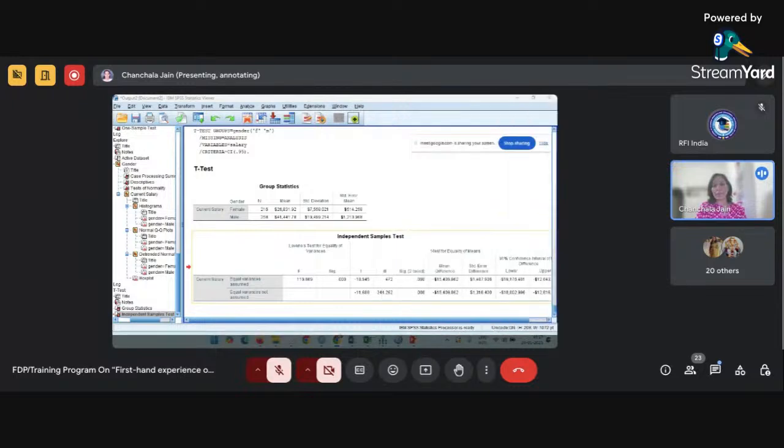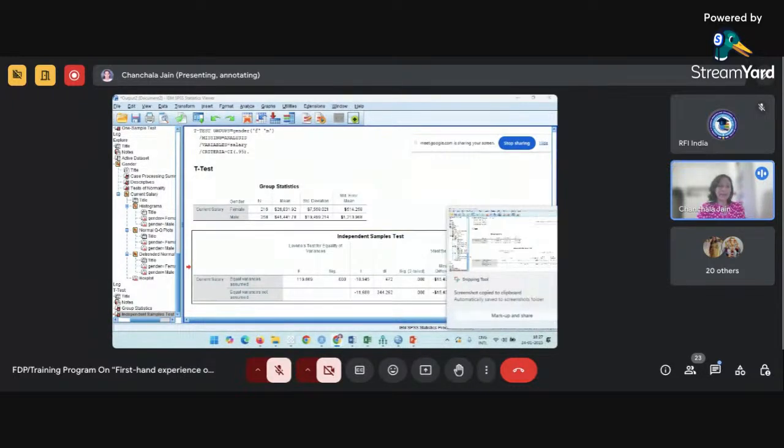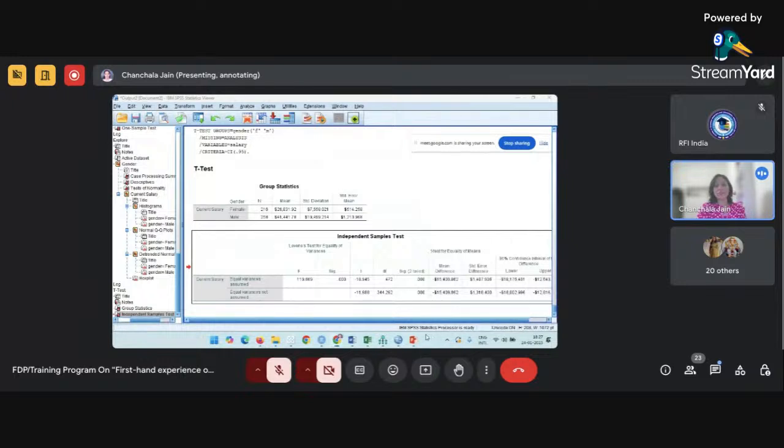So this is about the independent sample t-test. I'll summarize at the end. We'll go for now to the next topic, which is the paired t-test.